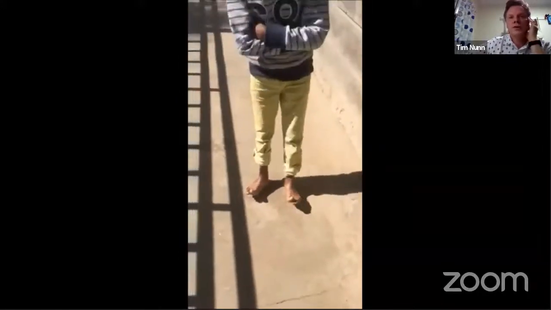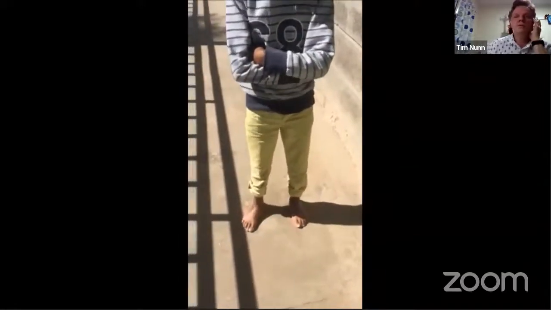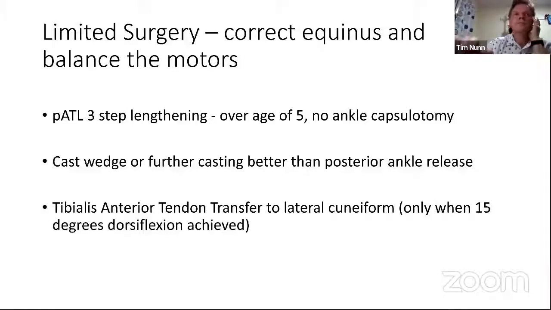But as with all club feet, it's the quality of the ankle, and dorsiflexion, which is important and gives him such good function. So the limited surgery, which is for equinus correction, is usually a percutaneous Achilles tendon lengthening involving a three-step procedure, such as the Hoke procedure. And for those under the age of 5, perhaps a simple tenotomy is all that's needed. We don't do ankle capsulotomies anymore.